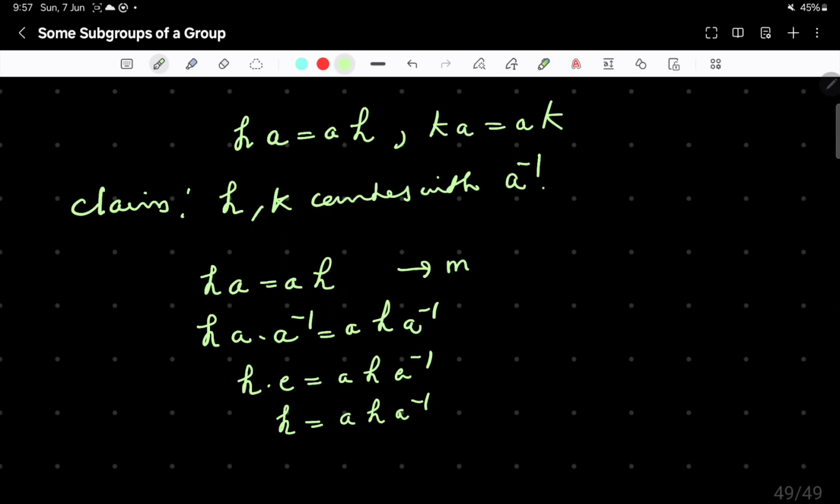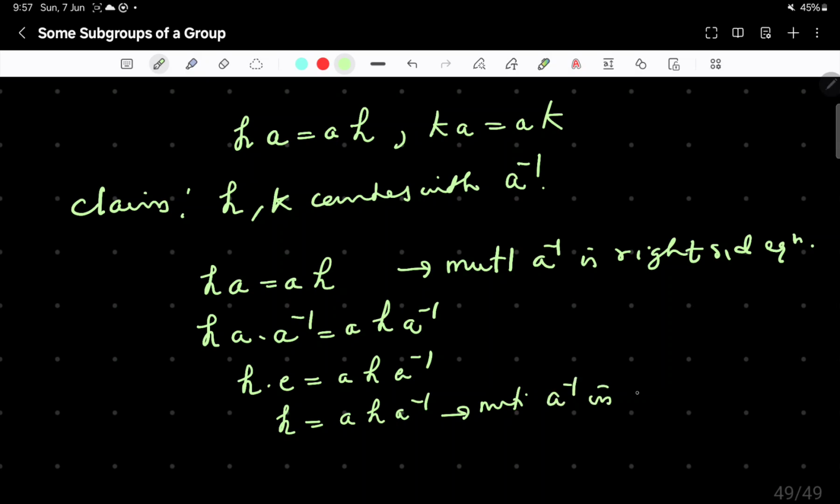Okay, you should write this. So multiply A inverse in the RHS, the right side of the equation. So that's what happened, right? Now what you have to do is multiply A inverse in the left side.